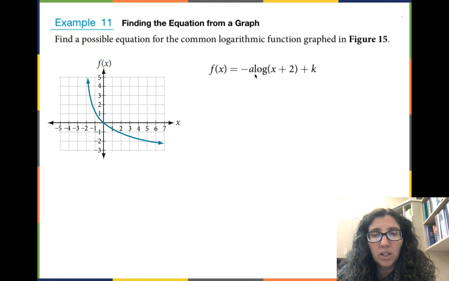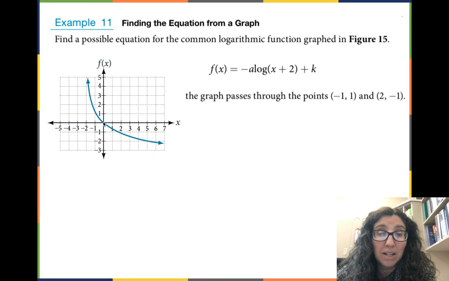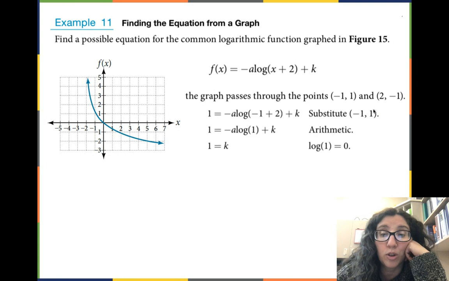So that leaves us, we don't know what a is, our vertical stretch, and we don't know what our vertical shift is. So how can we find those? Let's look at some points that we have. It passes through the points -1, 1, and 2, -1, right? So those are 2 points that we can grab hold of. And so let's substitute the first point into this equation here. So -a times log of -1 plus 2, plus k, gives us 1. -a times log of 1 plus k equals 1.